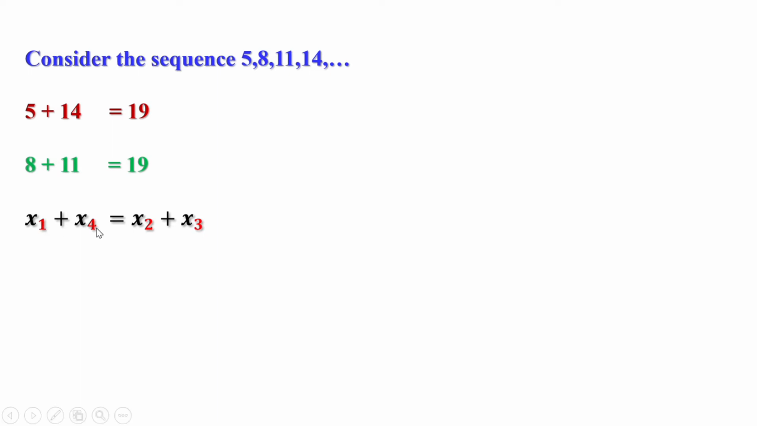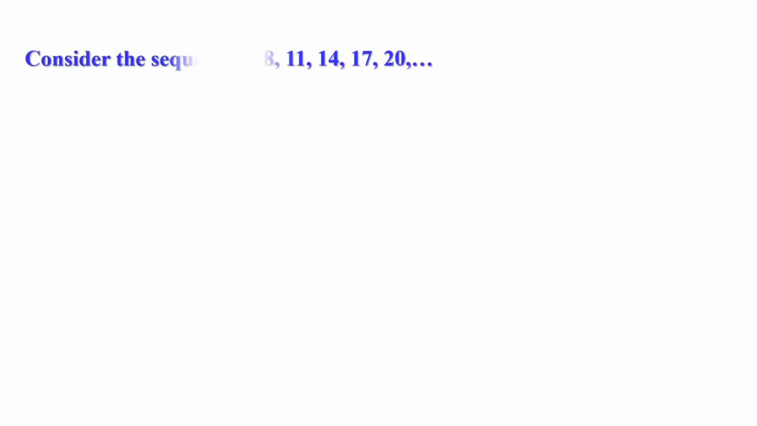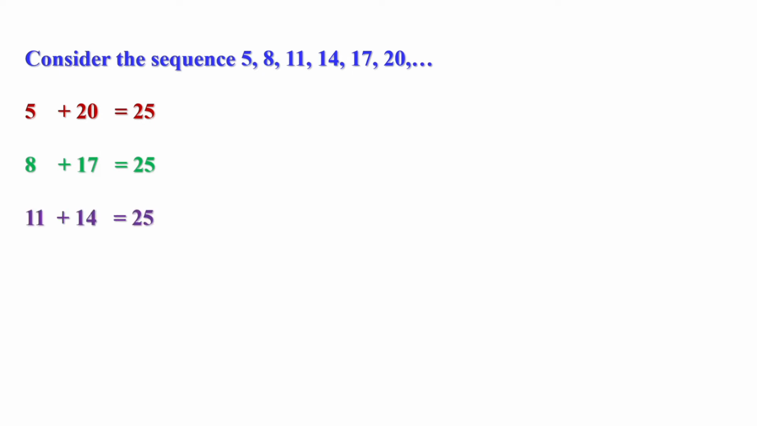Look at the positions. 1 plus 4 is 5. 2 plus 3 is 5. So what did we see now? If the sums of the positions are equal, the sums of the terms are also equal. First term plus fourth term and second term plus third term are equal. Is it always true? Let us take 6 terms of the same sequence and check. First term plus sixth term is 5 plus 20, that is 25. Second term plus fifth term is 8 plus 17, which is equal to 25. Third term plus fourth term is 11 plus 14, that is also 25. So we can say first term plus sixth term is equal to second term plus fifth term, which is equal to third term plus fourth term.